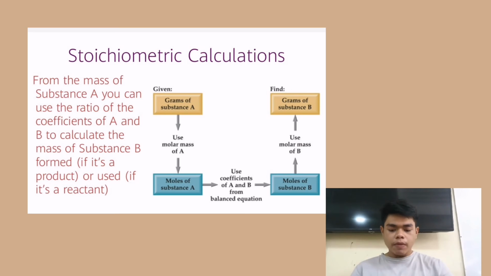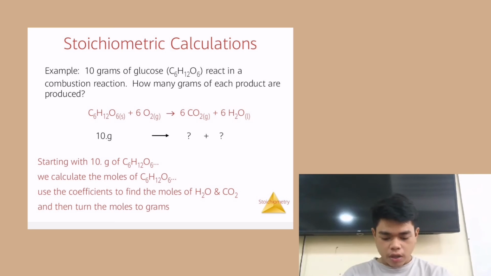From the mass of substance A, you can use the ratio of the coefficients of A and B to calculate the mass of substance B, whether it is a product or a reactant. Stoichiometry calculation. Starting with 10 grams of a reactant, we can calculate the moles, use the coefficients to find the moles of the products, and return to grams.